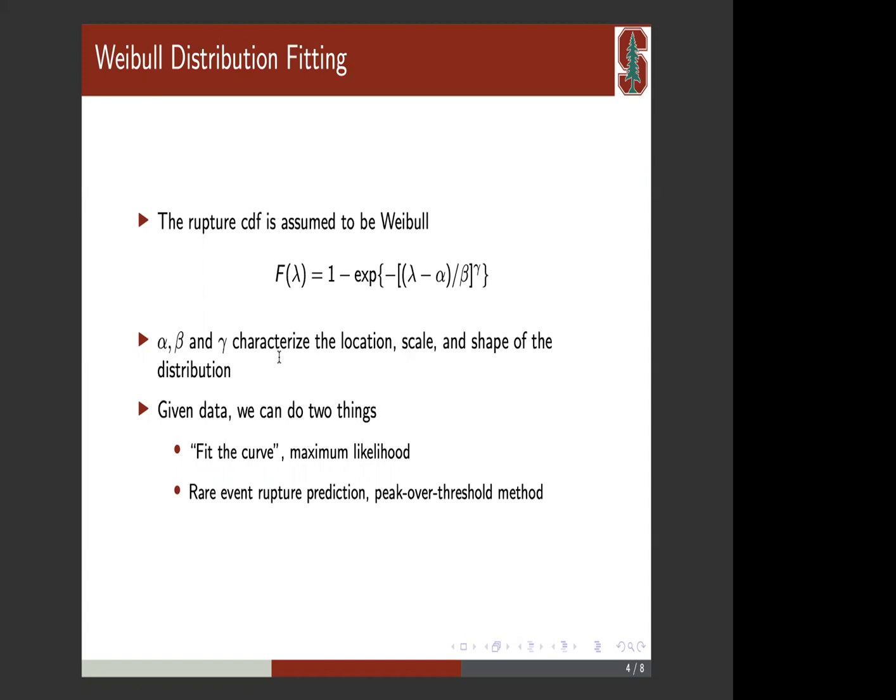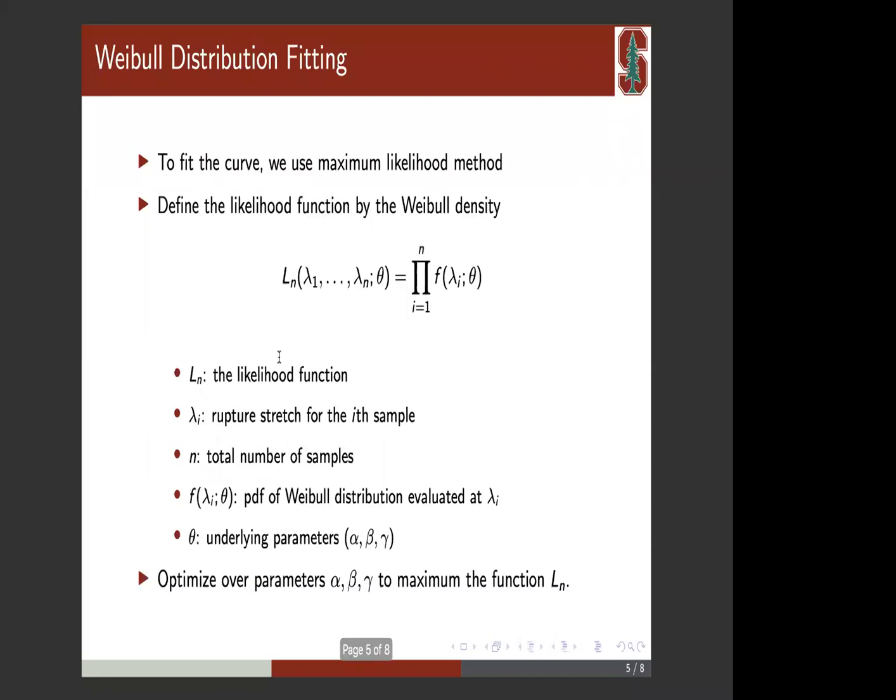Given the data at hand, we can do two things. We can fit the curve by employing the maximum likelihood method, or we can use the peak over threshold method to predict the real event ruptures.